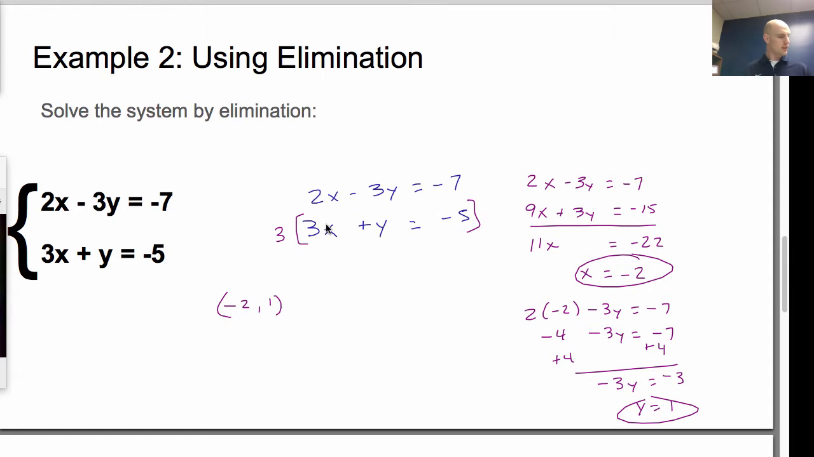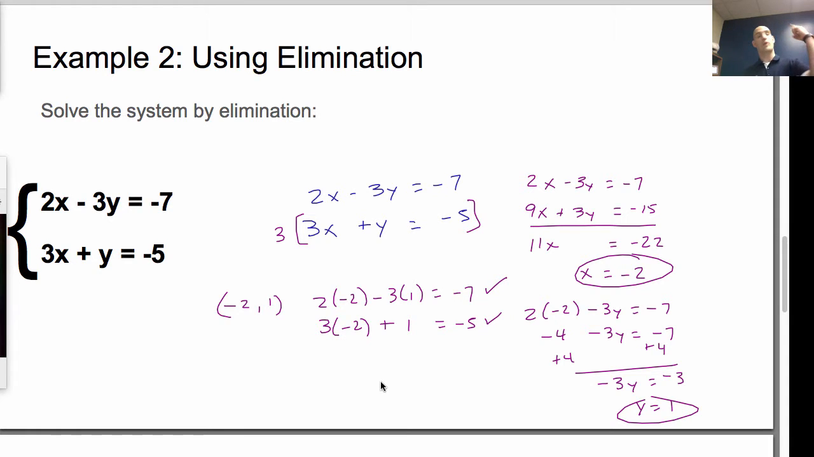Well, if I check it out, I put them back in, I've got 2 times negative 2 minus 3 times 1. Is that equal to negative 7? Putting it back in, checking it. Yeah, so this is negative 4 minus 3, which is negative 7. Put it into the second one, 3 times negative 2. So I'm putting it into this equation. Plus 1 equals negative 5. Is that true? Negative 6 plus 1 equals negative 5. So that solution checks out.